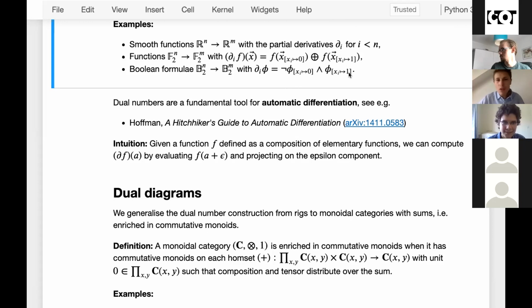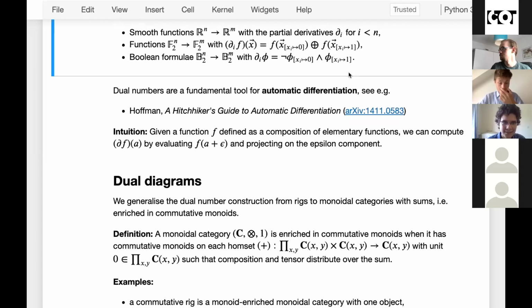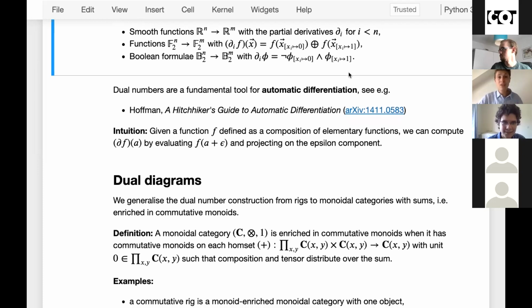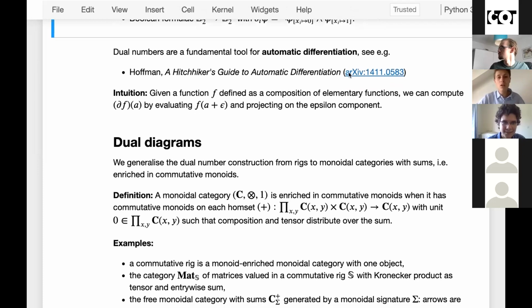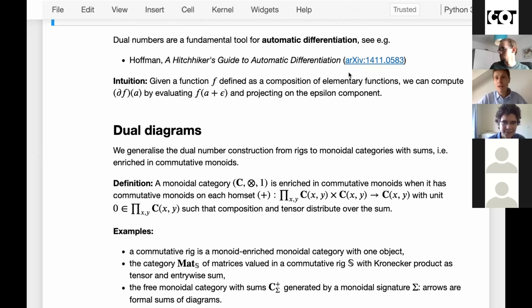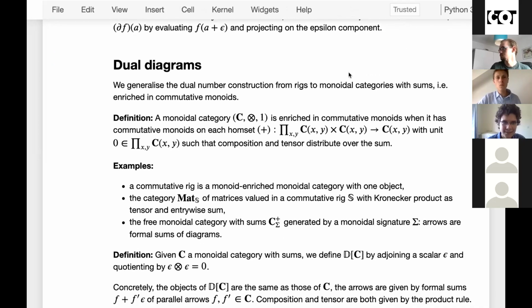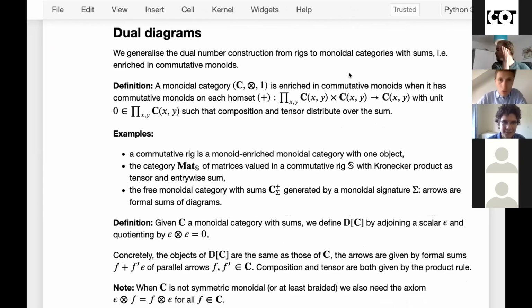And the intuition is we take a function f defined as a composition of elementary functions, and now we can compute its derivative by evaluating it at a plus epsilon and projecting on the epsilon component of the result. Okay, so now we want to essentially generalize automatic differentiation to work with diagrams instead of just numbers. So we'll generalize the dual number construction from rigs to monoidal categories with sums.